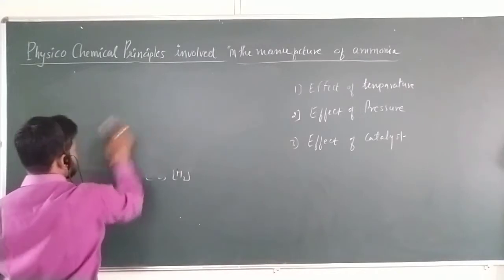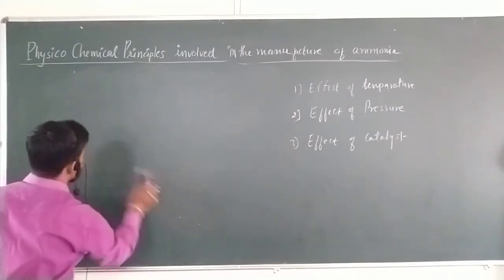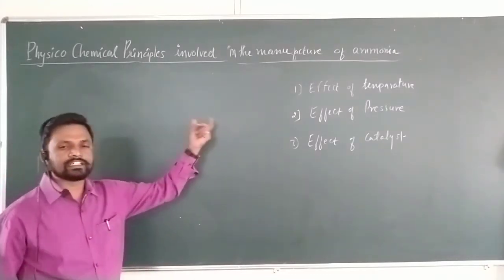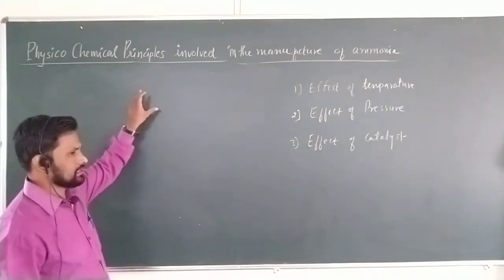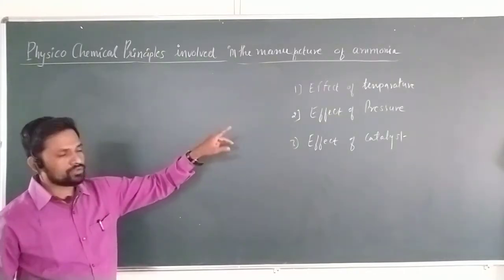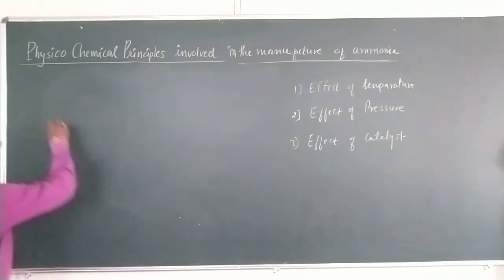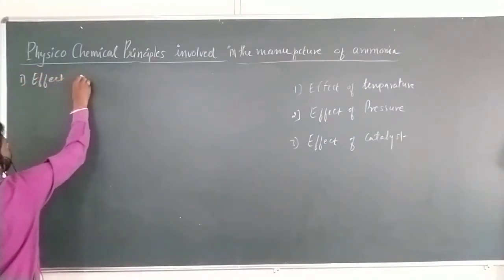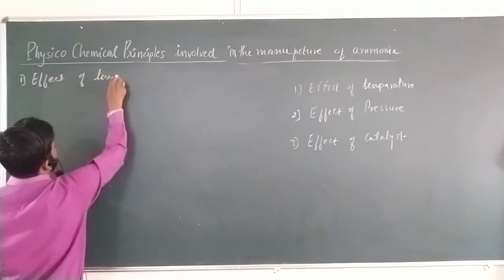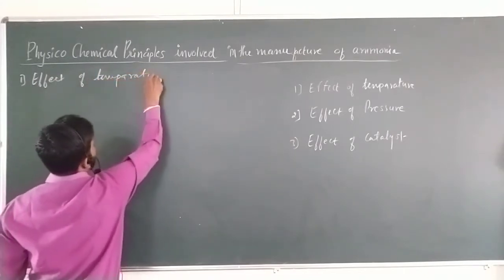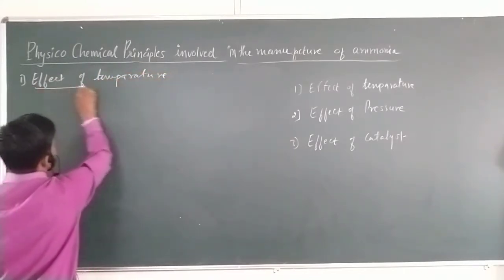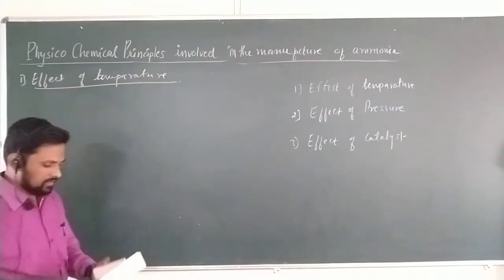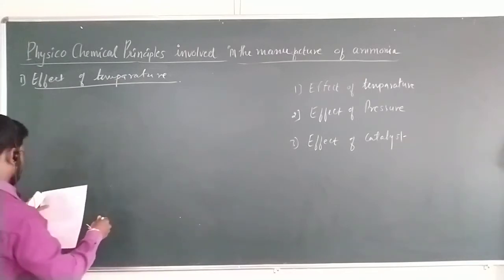There are certain reactions carried out, as we know, where we consider the optimum temperature of 500 degrees Celsius for this reaction. But before that we have to study the effect of temperature. Here we can see the table in front of you.